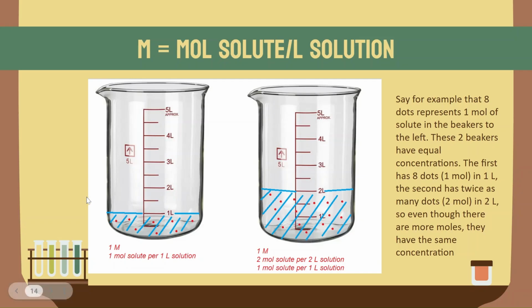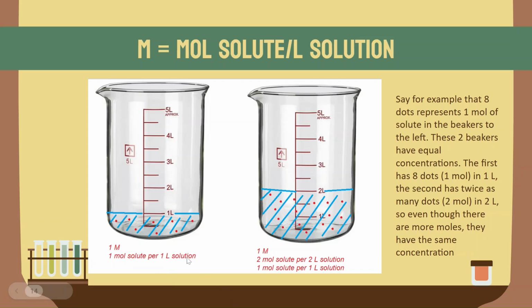It doesn't have to stay exactly 1 liter though. So even if I have per 1 liter, if I have a little more of this solution, let's say 2 liters of this solution, then now I've got the same concentration. I've got twice as many moles in twice as much solution. So these two examples would have the same concentration.